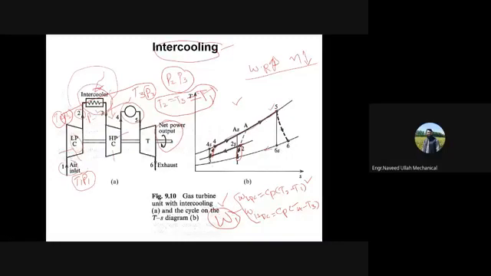If you are not using this intercooler at all, then what will you have? 1 to 2 will be the work consumed by the low pressure compressor, and 2 to A, like Cp times (TA minus T2), will be the work consumed by the high pressure compressor. Or if you are using a single compressor, 1 to A will directly be the work consumed by this compression process. Okay, so you see here, let's say this work without intercooler is denoted by W2. So this W2 is greater than W1.